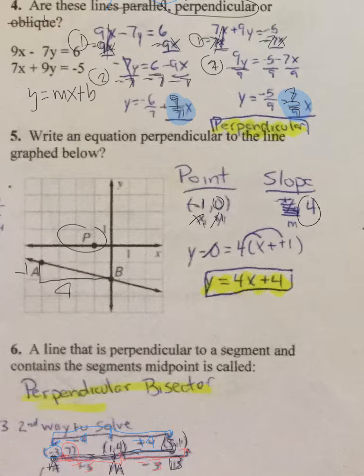That's m. So you plug it in, and you start with y minus 0 equals 4 times x minus negative 1. Minus negative becomes plus. The minus 0 doesn't matter.